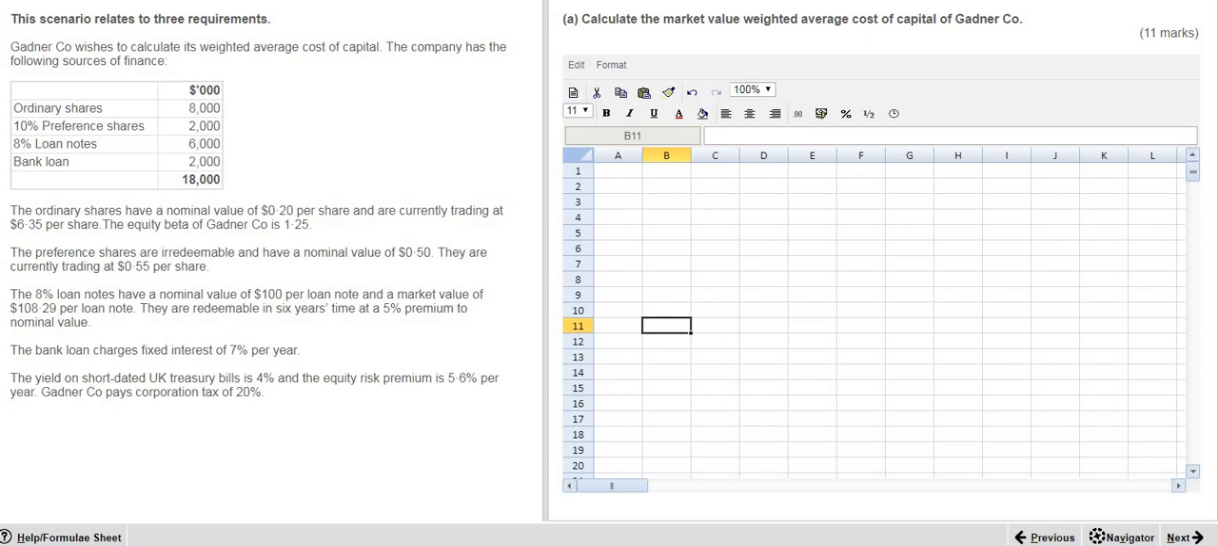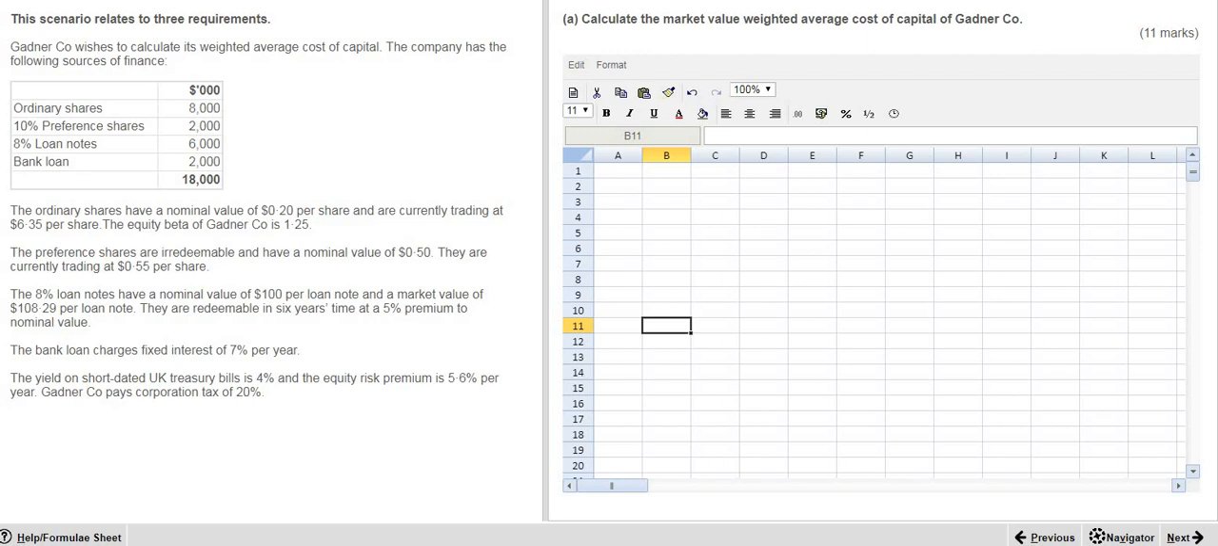If you look clearly at this question, you find out there's an equity beta that was given to us, 1.25. We read further again. They gave us the yield on short-dated UK Treasury bills, 4%, which is the risk-free rate. Treasury bill rates are also the risk-free rate, which is 4%. They also gave us the risk premium, which is 5.6%. Then your mind just tells you they're expecting you to use the CAPM method of calculating cost of equity.